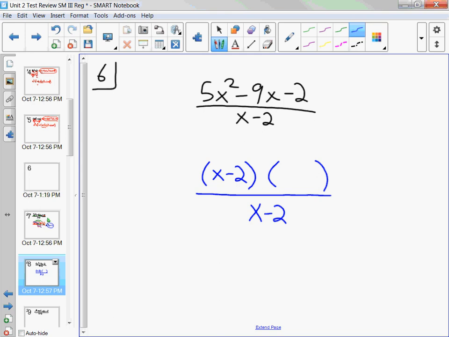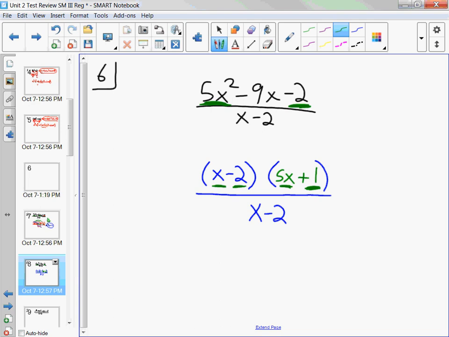First of all, I'm going to see x times what number that goes right here will give me 5x squared. So x times 5x would give me 5x squared, the first term. And I also need to know, for this last one right here, negative 2 times what would give me negative 2? Well, the answer is 1. Negative 2 times 1 is negative 2.